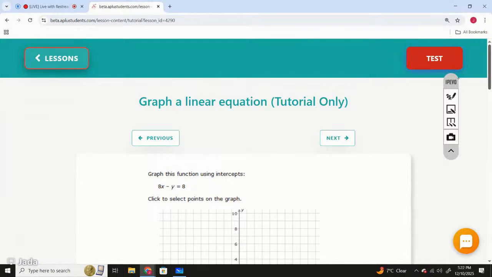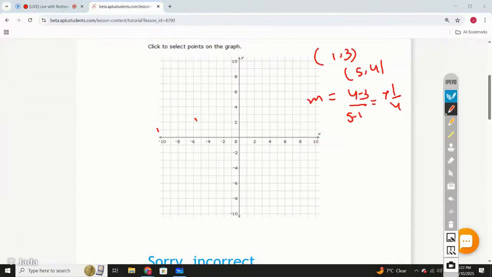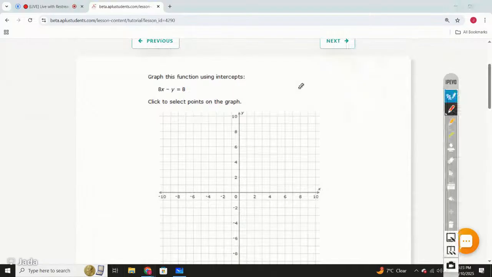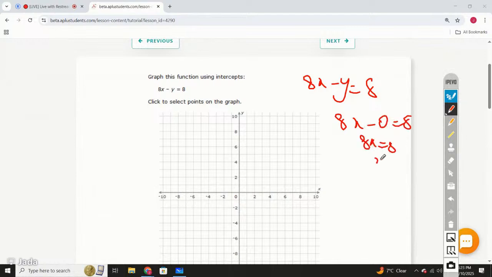The first thing we need to do is calculate the x-intercept. Whenever we have to calculate the x-intercept, we need to put y equals 0 in the equation, right? So 8x minus 0 is 8. 8x is equal to 8. So x equals 1, right? Now we need to calculate the y-intercept. We're going to put x equals 0 in the equation.